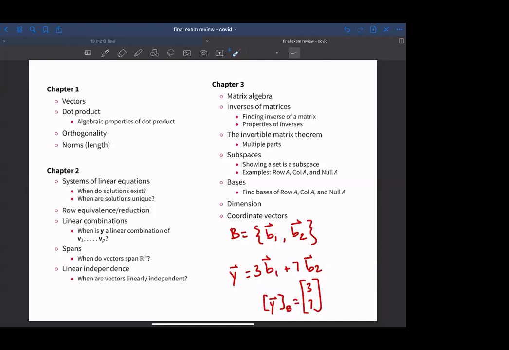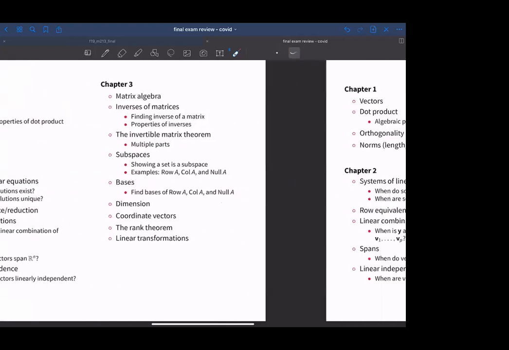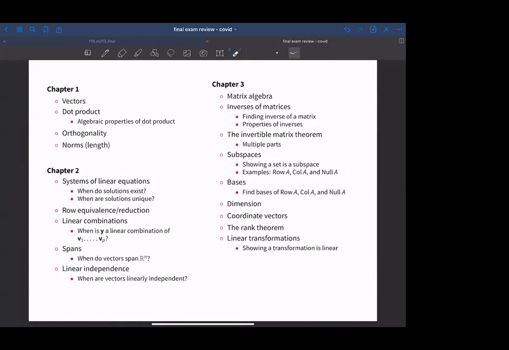No? All right. So we also learned about the rank theorem. We talked about linear transformations, and about showing whether a transformation is linear or not. We learned how to find the standard matrix of a linear transformation. And we saw a couple different kinds of examples. In some examples, we gave you the formula for the transformation and you had to find the matrix. In other examples, we gave you the geometric description of the transformation and you had to find the matrix. But that about did it for chapter 3. Any other questions there?